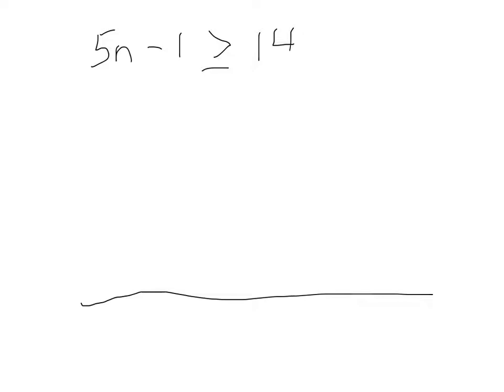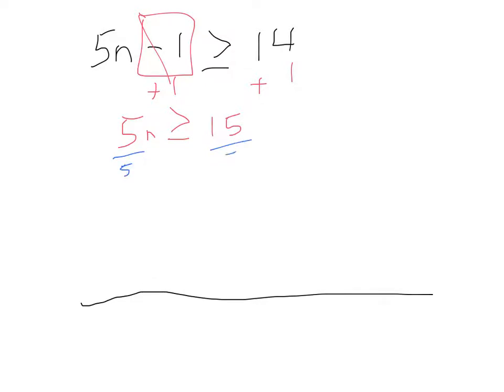Okay, so 5n minus 1 is greater than or equal to 14. In order to solve this, first thing we have to do is undo anything that's added or subtracted. We have a -1, so we're going to add 1 to both sides. So you have 5n is greater than or equal to 15. Next step, divide both sides by 5. You're left with n is greater than or equal to 15 divided by 5, which is 3.